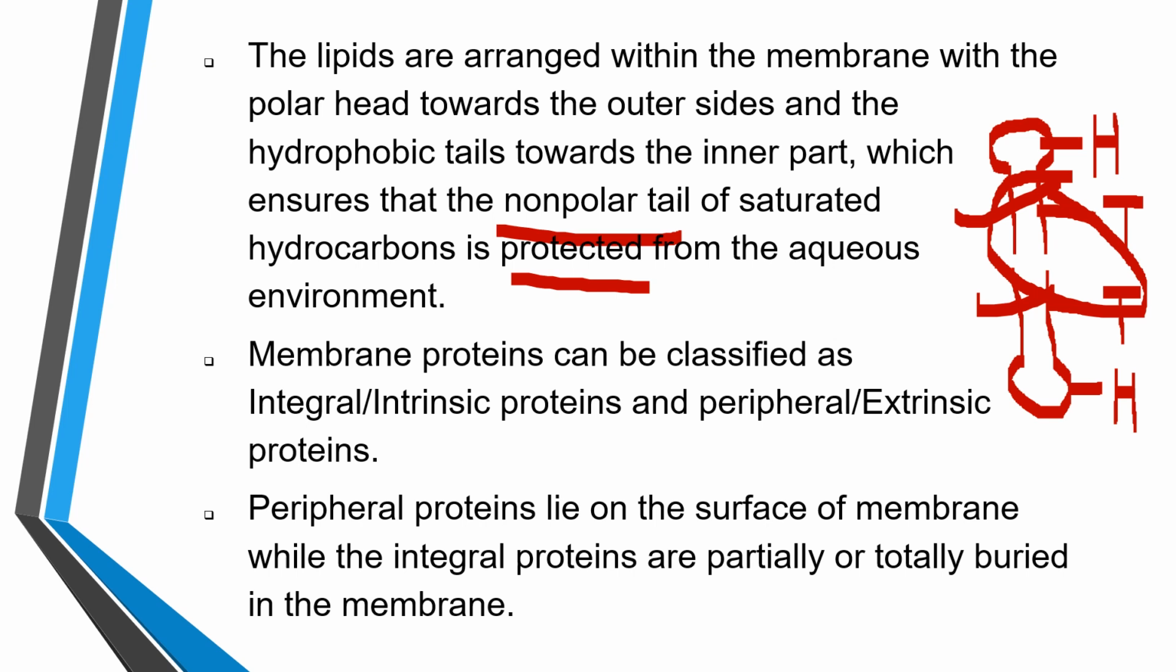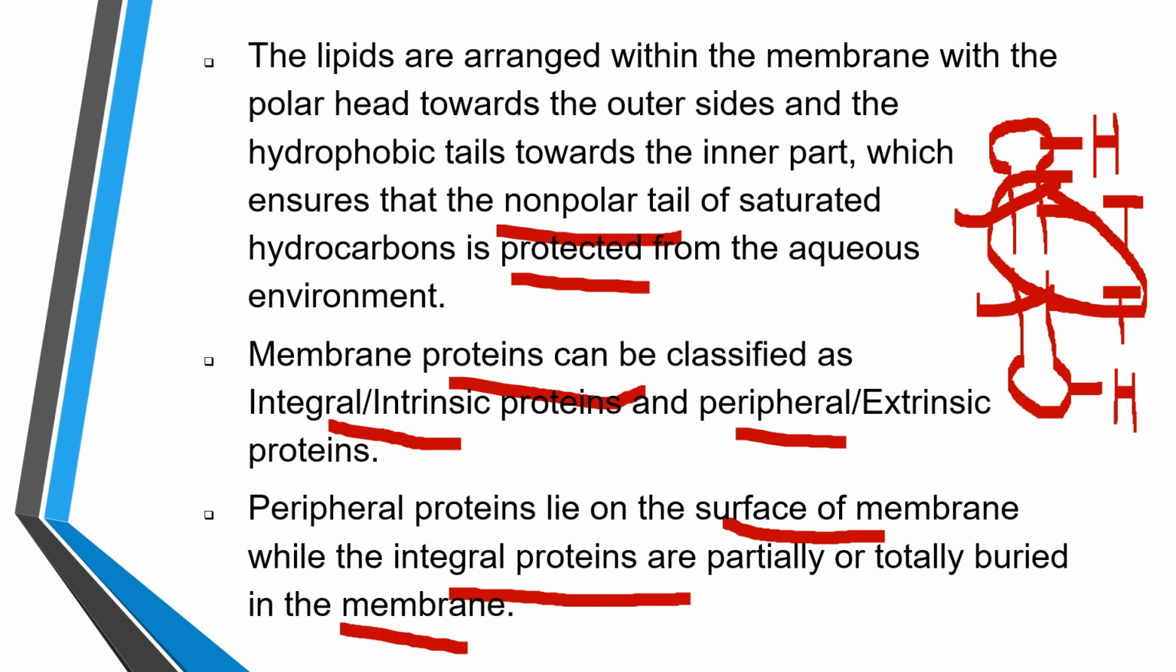Next, students, membrane proteins are also present in the cell membrane, and they can be classified as integral or intrinsic proteins and peripheral or extrinsic proteins. So what does it mean? The proteins present in the cell membrane are of two types: the external ones, called extrinsic or peripheral, and the internal ones, called integral or intrinsic proteins. Peripheral proteins lie on the surface of the membrane, whereas integral proteins are partially or totally buried in the membrane.